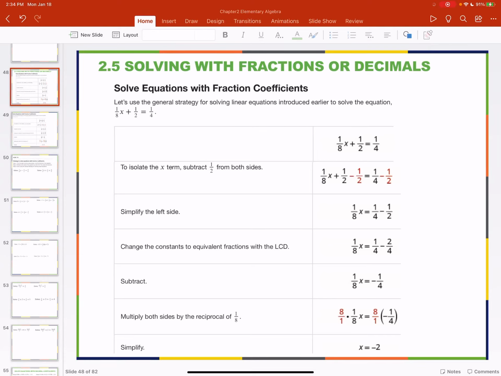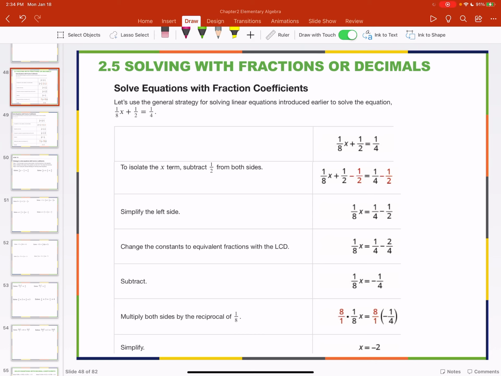Hello, welcome to section 2.5, which deals with solving with fractions and decimals. So let's just get right into it. This section has to deal with solving equations with our favorite fraction coefficients. Okay, so I know we all love fractions here.